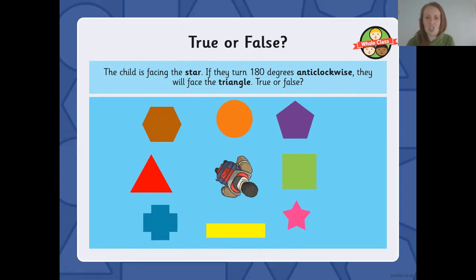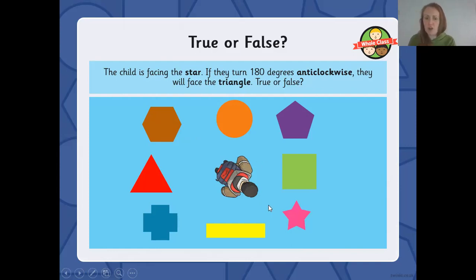So he's now facing the star. If he turns 180 degrees, that's 2/4 turns anti-clockwise, he will face the triangle. So if he needs to move 2 shapes for 1/4, that's 1, 2, and another 2 to go, another 1/4, 1, 2. I think he would be facing the hexagon if he did a 1/2 turn. What do you think? That would make this false because he wouldn't be over here. He'd be up here. I'm hoping I get it right this time.